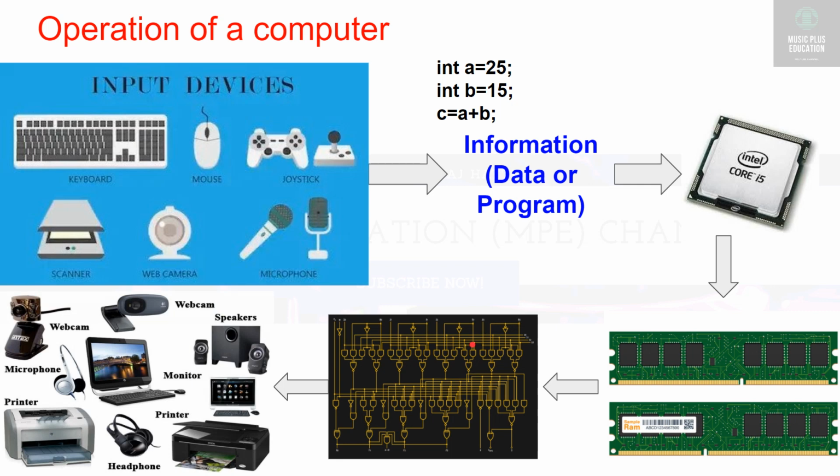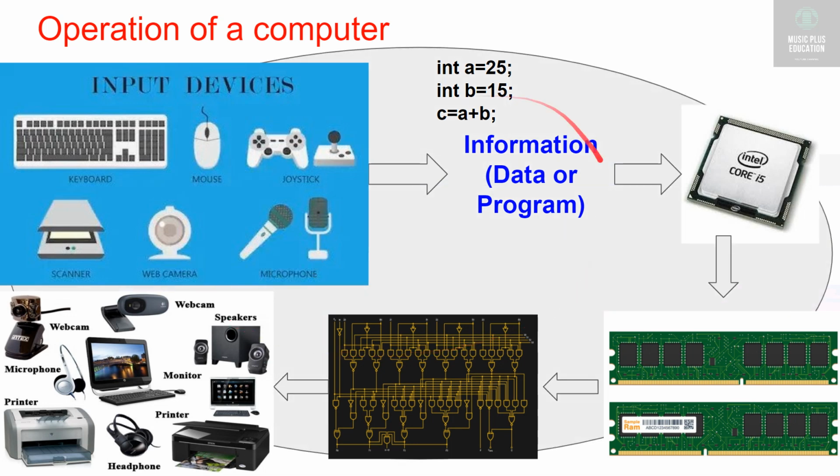What are output devices? Web camera, speaker, microphone, printer, headphone, monitor, right? These are output devices. Now this entire operation is controlled by the control unit. The control unit's job is what? It generates a timing signal. Why will it generate a timing signal?